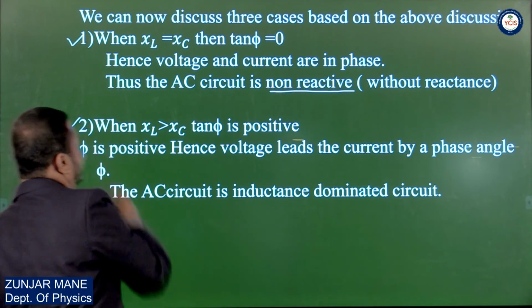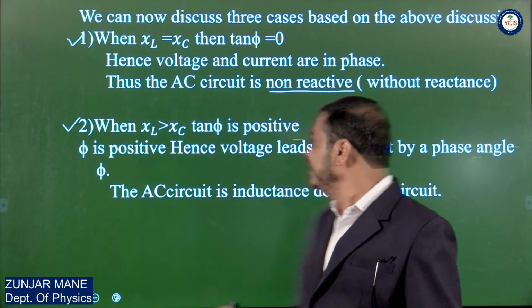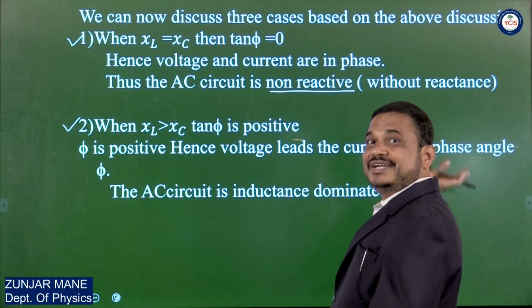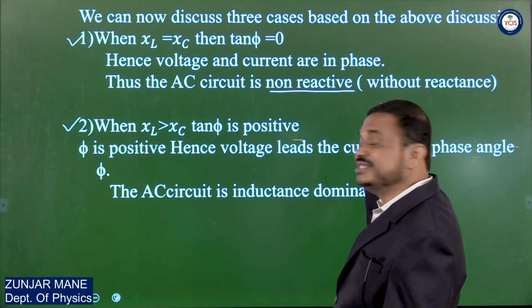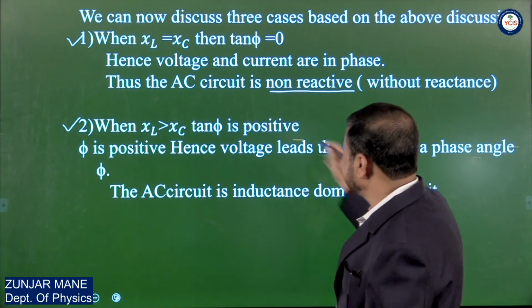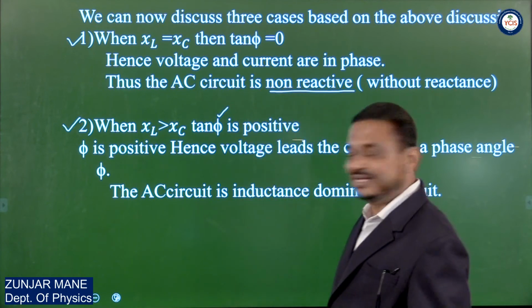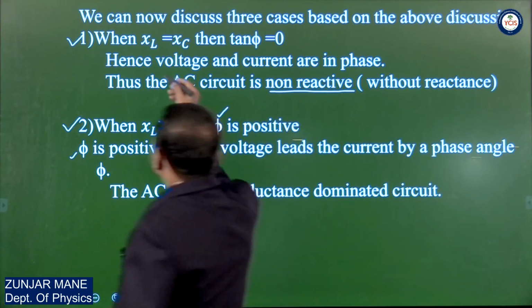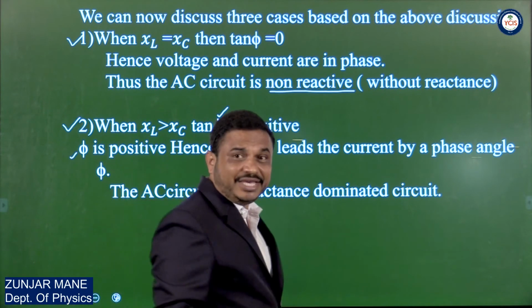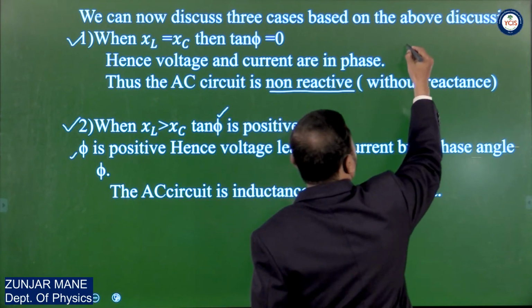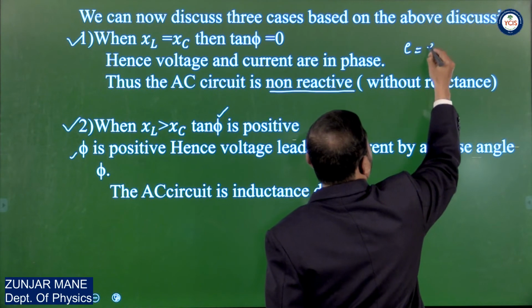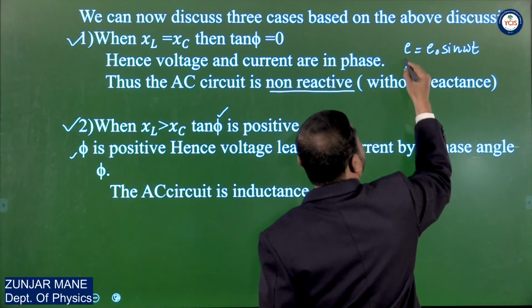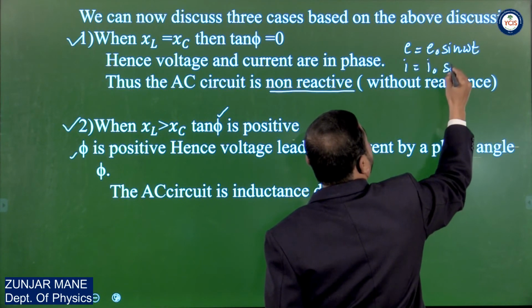Now the second case, when XL is greater than XC, that is, inductance is dominant, then we see that the resultant is inclined in a positive y direction over the positive x. So tan phi is positive, that is, phi is positive, and voltage leads the current by phase angle phi. So if we write the equations for E and I, when there is no reactance, the circuit is given by E equal to E0 sin omega t, and current is written as I equal to I0 sin omega t.